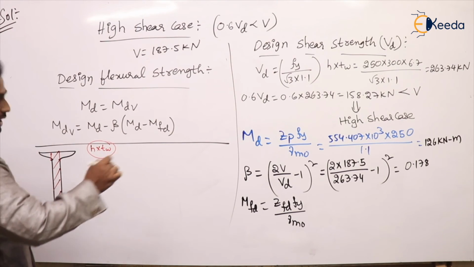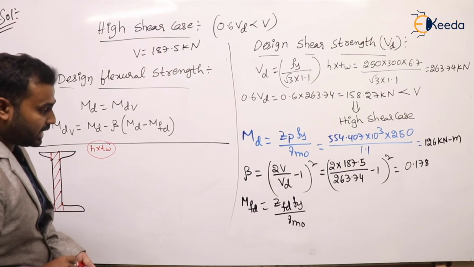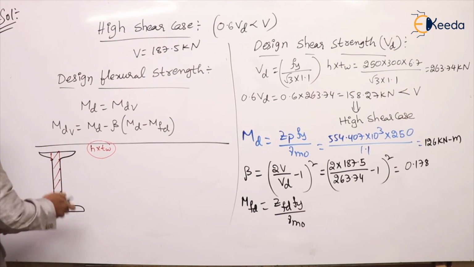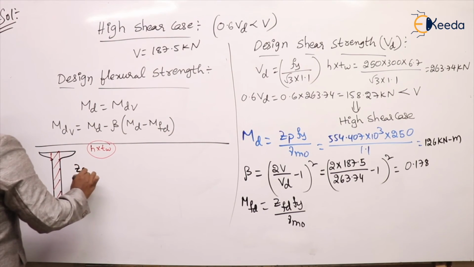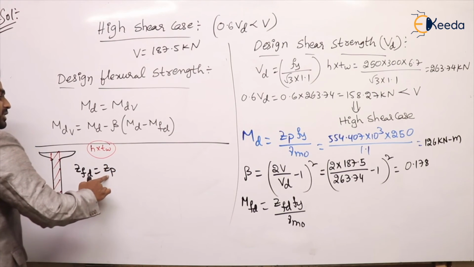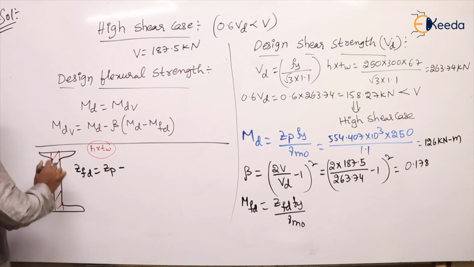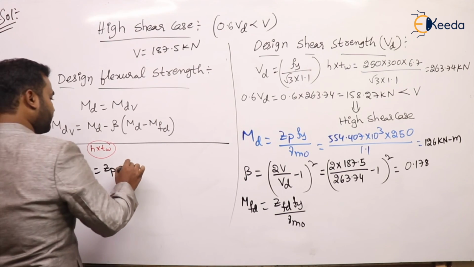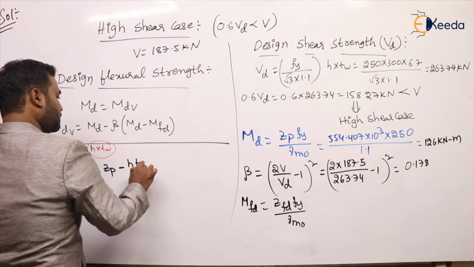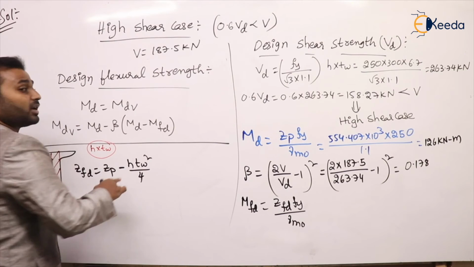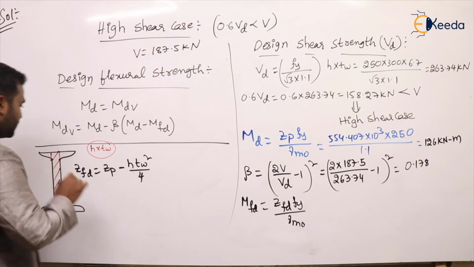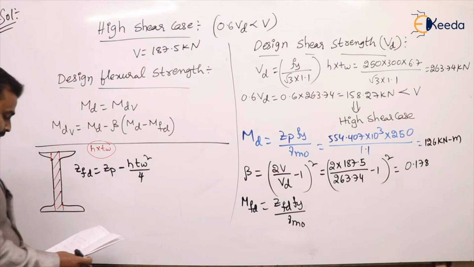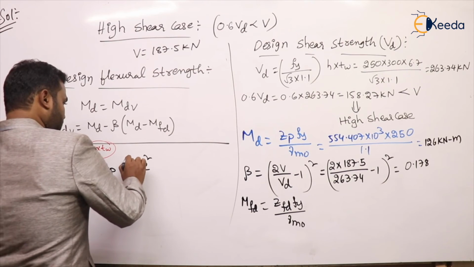Now in the calculation of ZFD, we need to exclude this area. So now ZFD is nothing but ZP, meaning plastic section modulus of the whole section, minus plastic section modulus of this shaded area. Basically this shaded area is a rectangle. So for a rectangle, what is the formula? H TW square by 4. This is the formula for plastic section modulus for a rectangle. Now this shaded region, or you can say this web, is also like a rectangle. Now exclude that one. Sorry, H square TW.